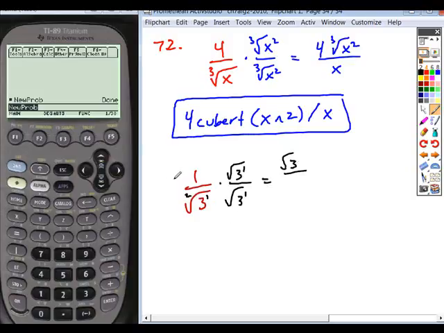So when we rationalize, we multiply across. We get 1 times the square root of 3. And then in the bottom, we just get that base removed.